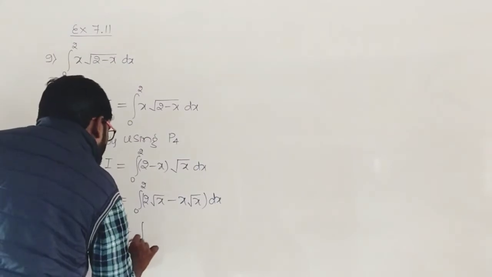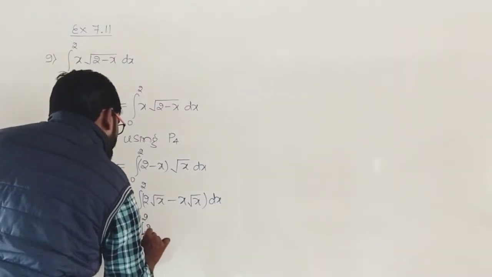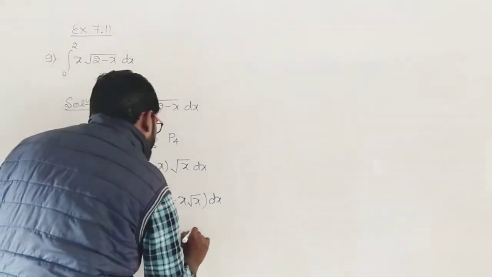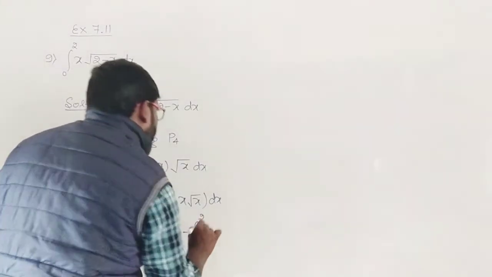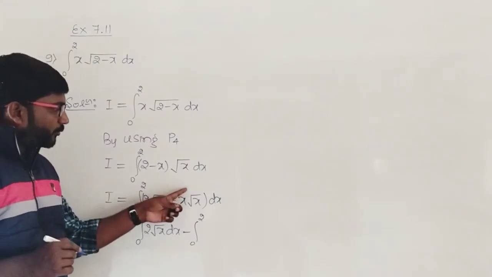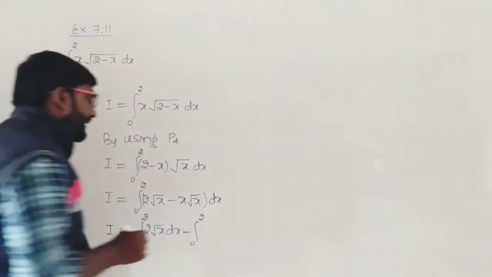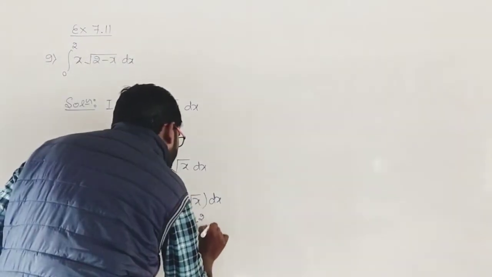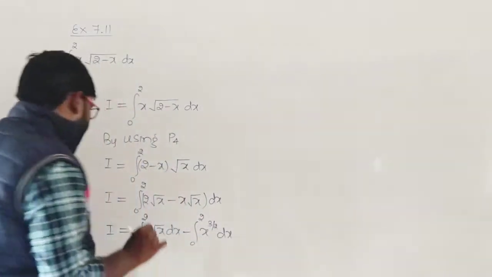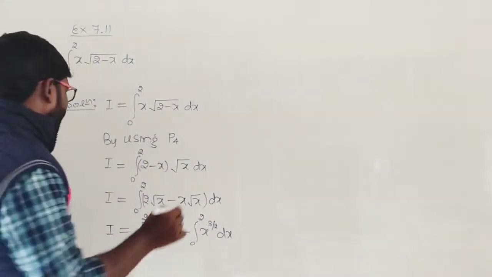So it is integral 0 to 2 of 2 root x dx, then minus integral 0 to 2. Here root x is nothing but x to the power 1 by 2, so x into x to the power 1 by 2, 1 plus 1 by 2 becomes 3 by 2. This can be written as x to the power 3 by 2 dx. Now in the next step we have to integrate separately.